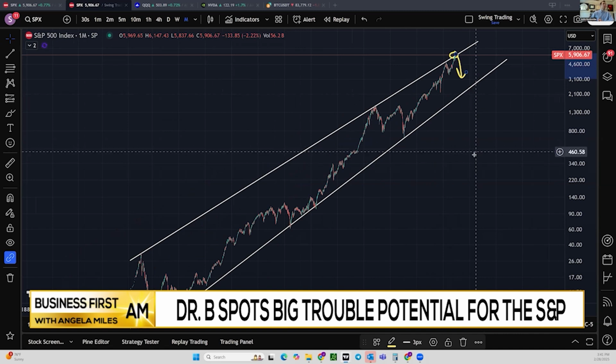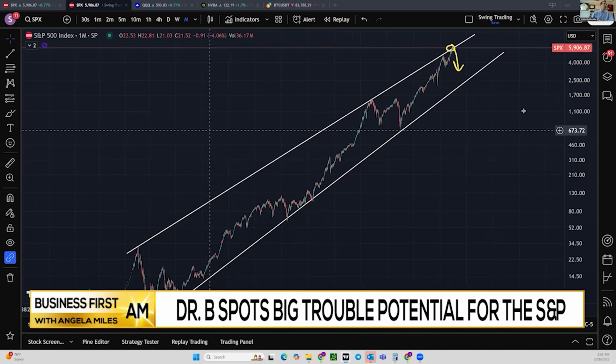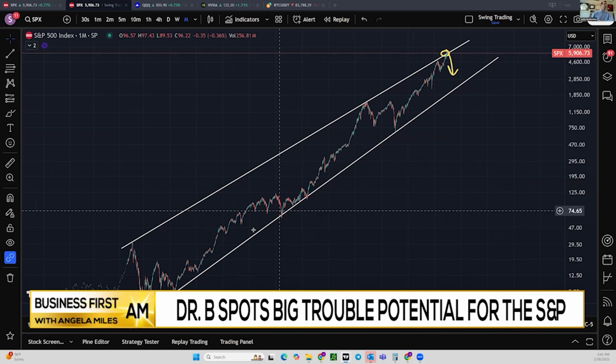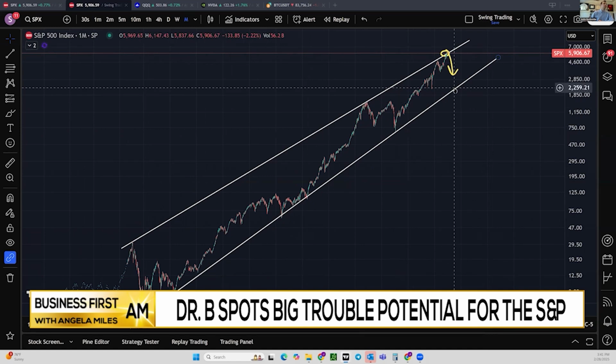Obviously, there's a lot of other issues with inflation and the rising deficit, tariffs, and all of these different things. But look at the potential downside here. If you put an upsloping trend line here on the S&P from 1942, piercing through the Great Recession lows, you'll see that the support line is right around 2,200.